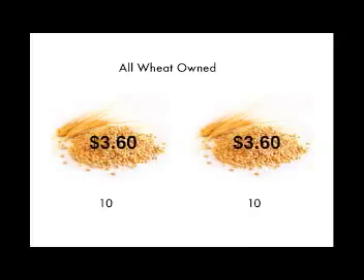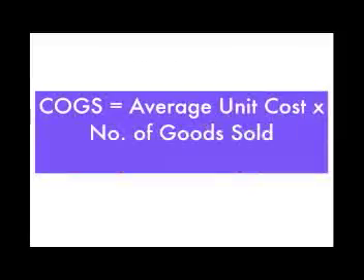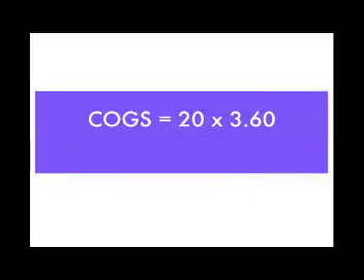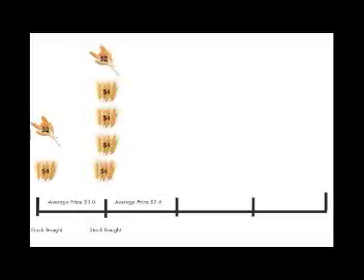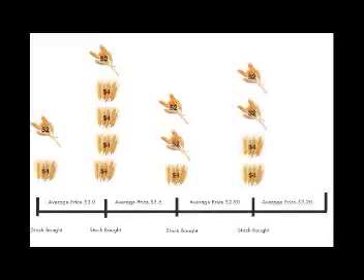If the farmer then sells 20 units of all of his wheat, he would then calculate how much to sell it for by multiplying the average cost by the number of units sold. This would equal to $72 profit. The cost of goods only changes when there is an income of any stock, so in between arrivals, the stock will remain at the same price, even when it has been sold.